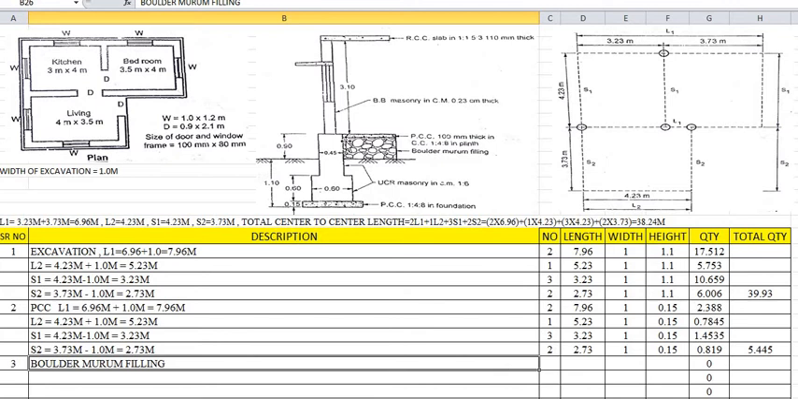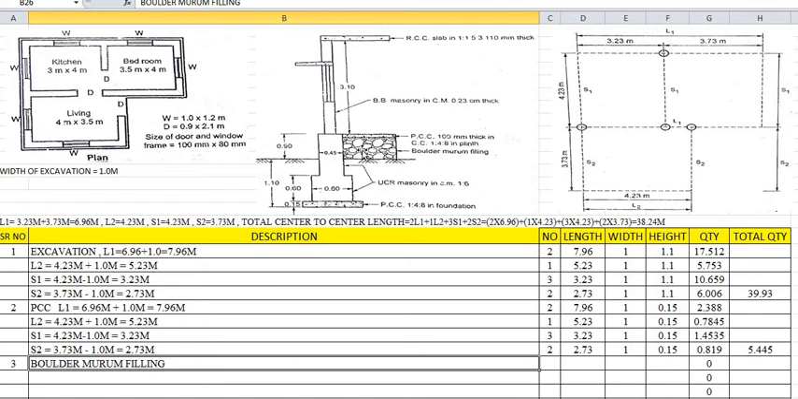So this boulder and murum filling is to be laid within the room. This room dimension is actually 3 by 4 meters. But how to calculate the quantity of boulder filling? This boulder filling is to be laid, and it will be measured in meter cube.